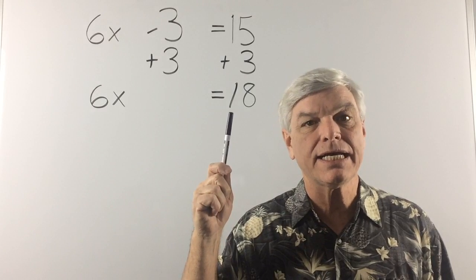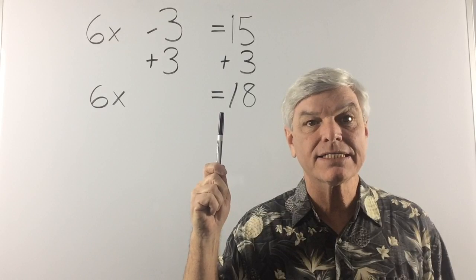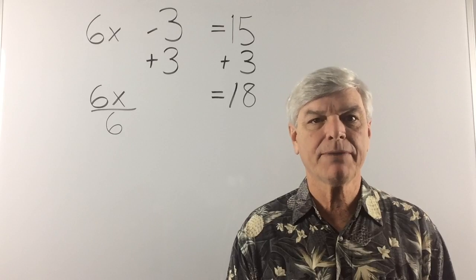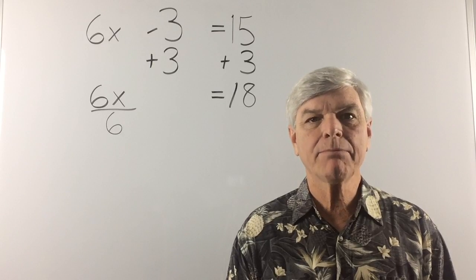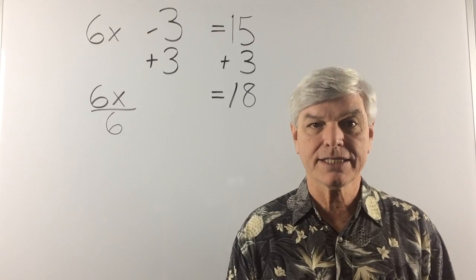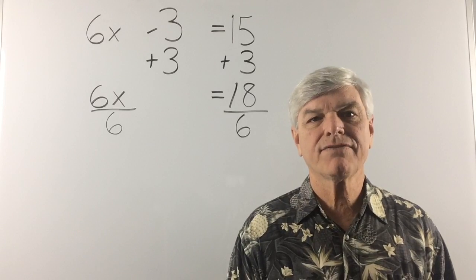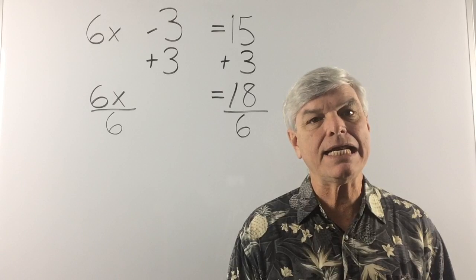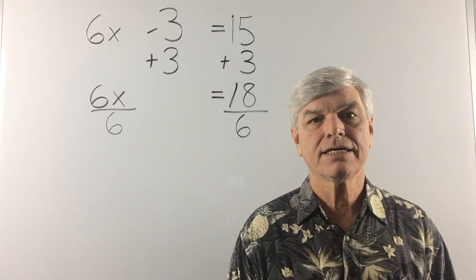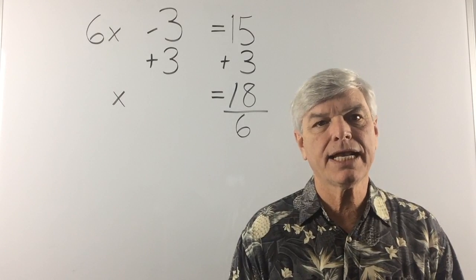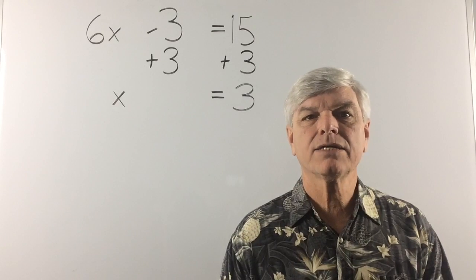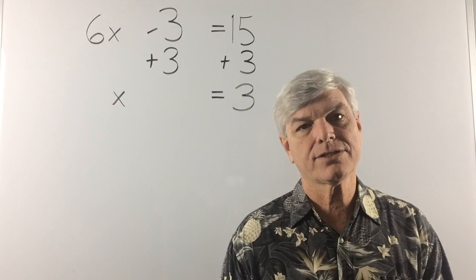6x equals 18. Now, how are we going to get rid of that 6 in front of the x? That's right, if we multiply by 6, we need to divide by 6. If we divide by 6 on the left-hand side, we're going to divide by 6 on the right-hand side. So we have 6x divided by 6 equals 18 divided by 6. And 6x divided by 6 is just plain old x. And 18 divided by 6 is 3. And x equals 3. And that is our answer.